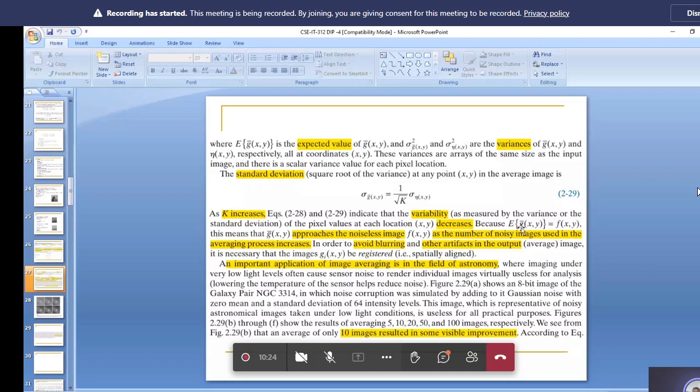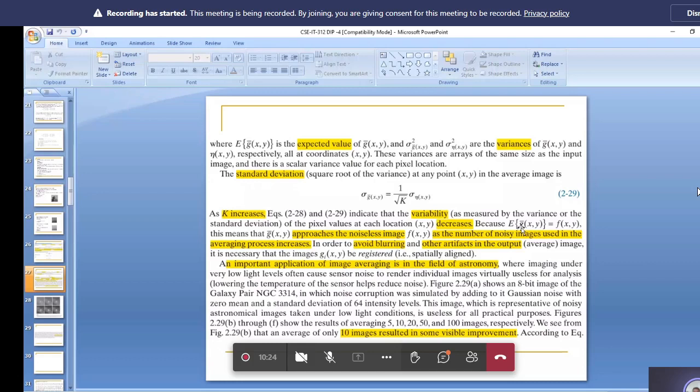Okay, so this is image averaging, and it is very much useful in the field of astronomy. You can understand it with the help of an example. See, this is one astronomy image, second image, third image, fourth image, fifth image, and sixth image. Now here we have taken the average of 5 noisy images.